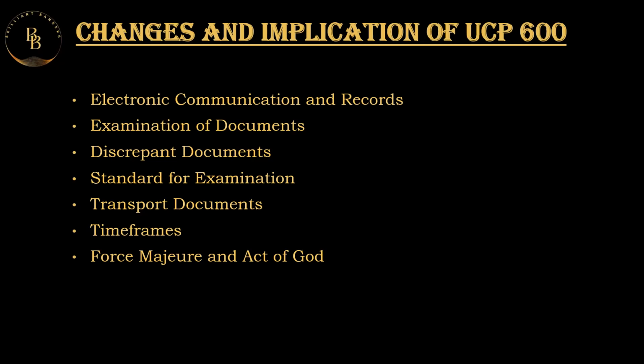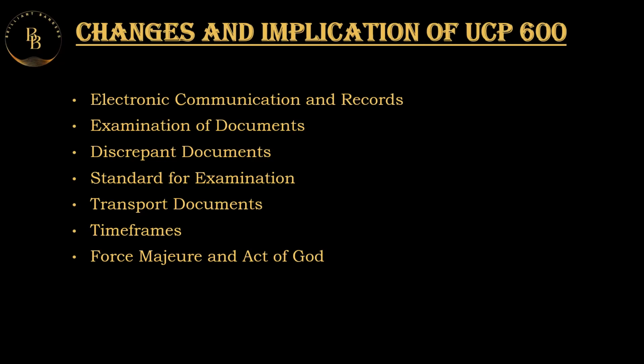The standard for examination. UCP 600 reinforced the principle that banks were only required to examine documents on their face value and not obligated to verify the accuracy of the content. What was the implication? This principle emphasized the need for banks to focus on the form and content of the documents rather than engaging in detailed content verification. It simplified the examination process.